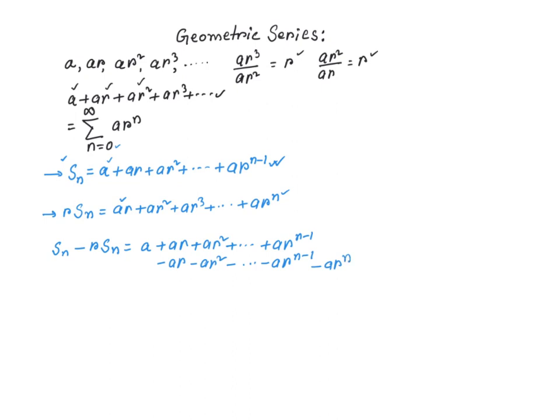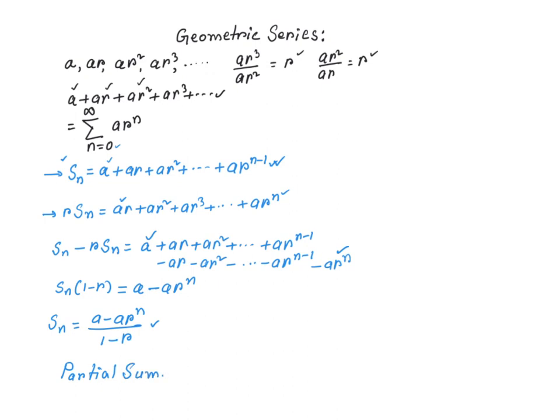Now, if I factor out s sub n on the left, I will have 1 minus r. And on the right, the intermediate terms are going to cancel out, and I'm going to be left with a, this term, minus a times r to the power n, or s sub n is equal to a minus a times r to the power n over 1 minus r. This, by the way, is called the partial sum for this geometric series. So it's called the partial sum.